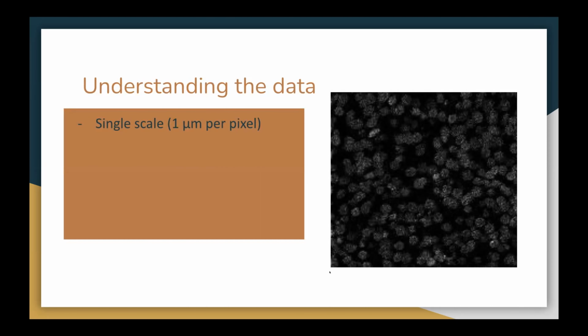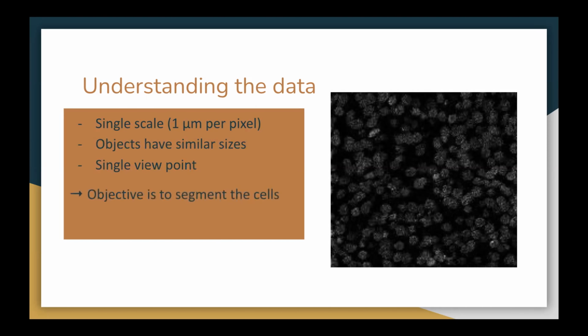For the data, all the data is at the same scale. All the objects or cells are found at similar sizes. We only have one image of each sample. Also to note, the number of objects here usually ranges around 700 per sample, which also makes it difficult for transformers to work.